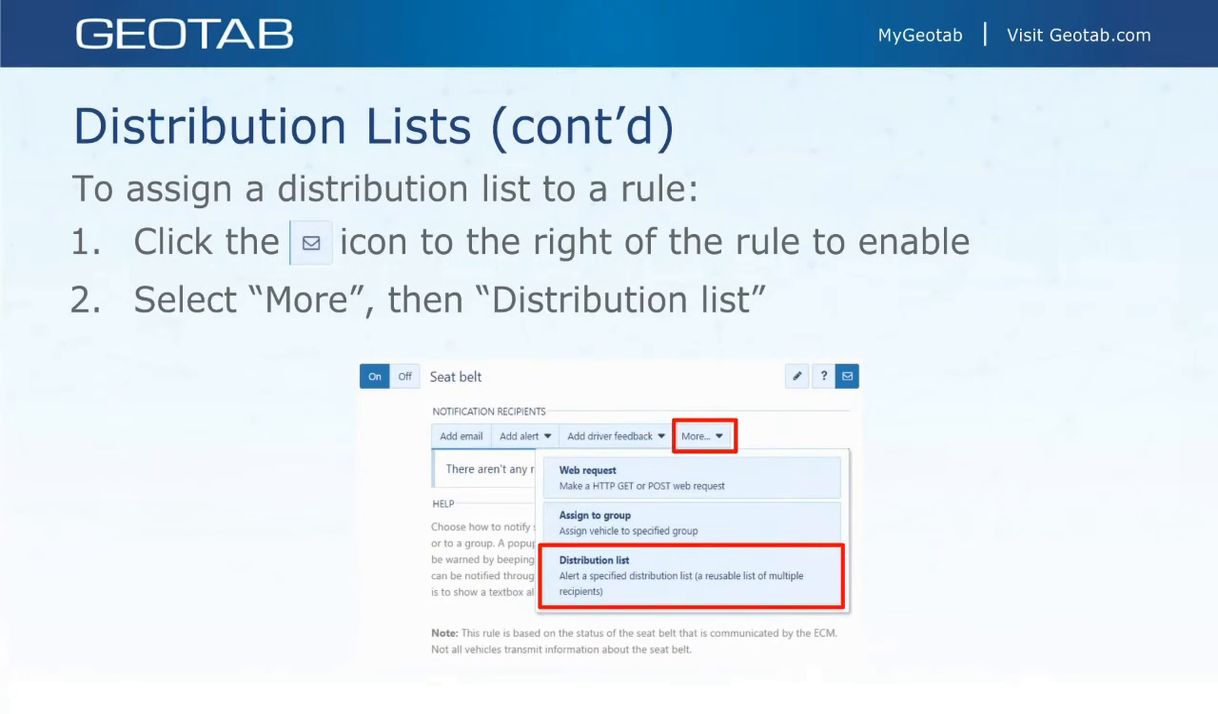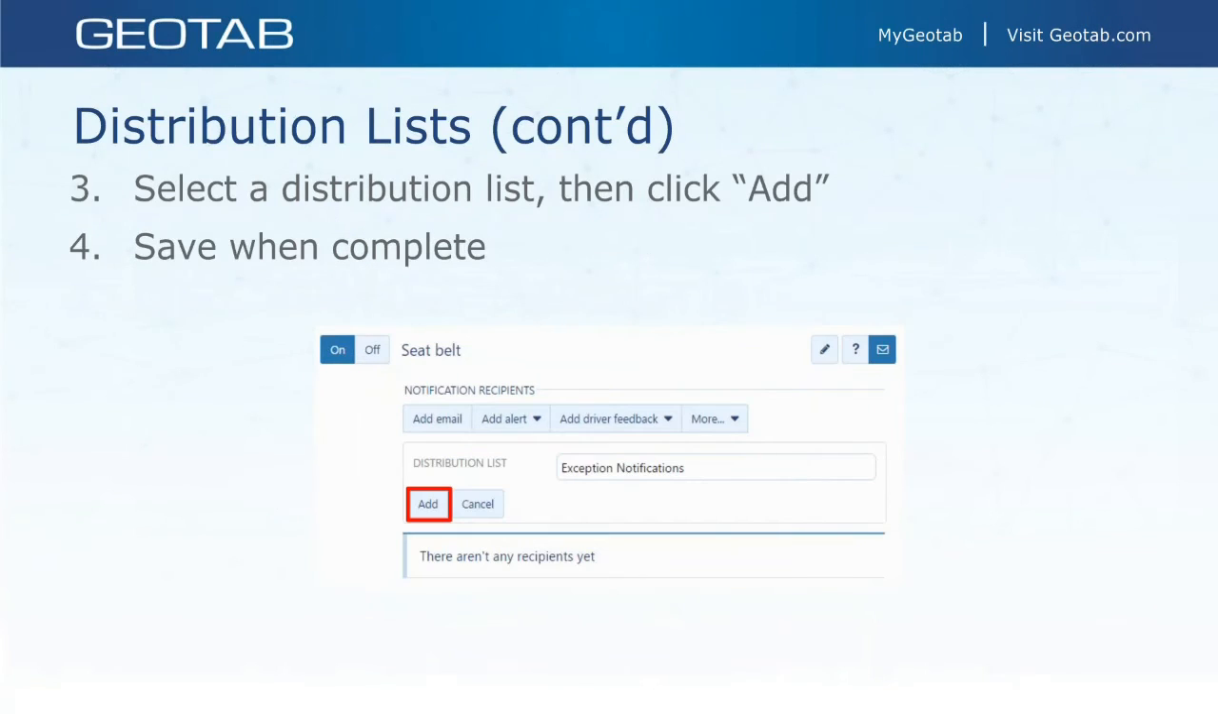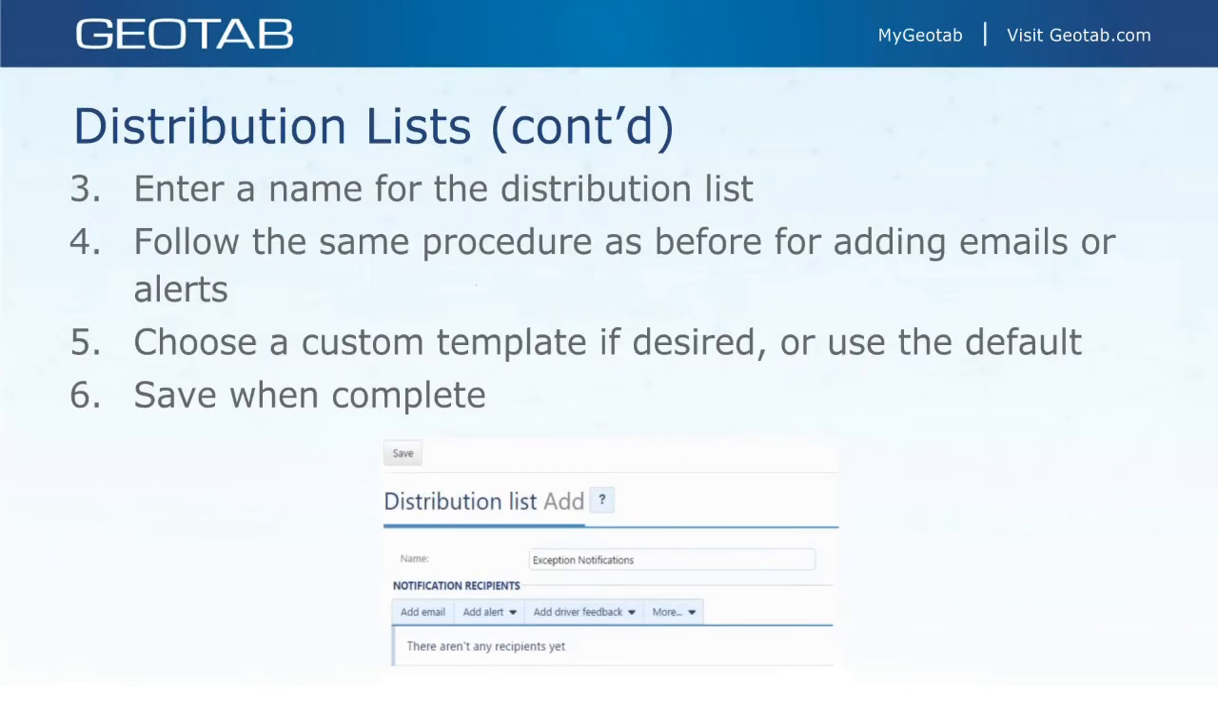Now to assign a distribution list to a rule, here's where it changes a little bit. You're going to start by clicking on that mail icon over on the far right side of the rule, but instead of going to add email or add alert, you're going to click on more, and then you're going to select distribution list. Choose your distribution list from the drop-down and save when complete. So whether this is going to be an email or an alert, you set that up when you were creating the actual distribution list in this step, if that makes sense.